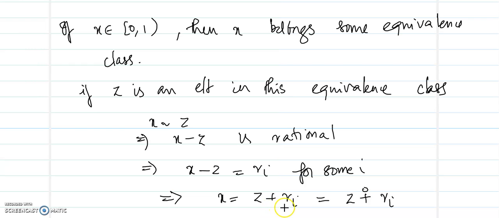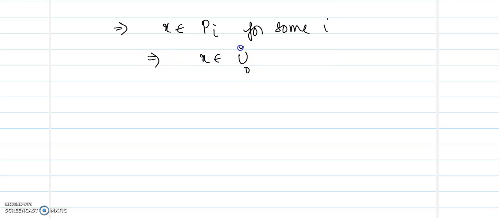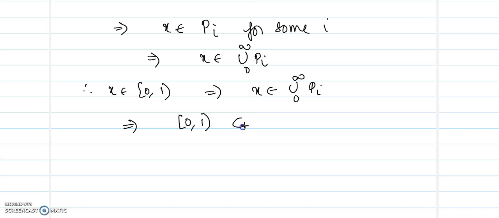ഇനി if z plus ri is less than 1, this will be same as z sum modulo 1 ri. Now this means x can be written as z sum modulo 1 ri. So that implies x belongs to pi for some i. So if x belongs to pi, that means x belongs to union 0 to infinity pi. So therefore, we started with x in close 0 open 1, that implies x belongs to union 0 to infinity pi. So that implies close 0 open 1 is contained in union 0 to infinity pi. So we have got the first part.